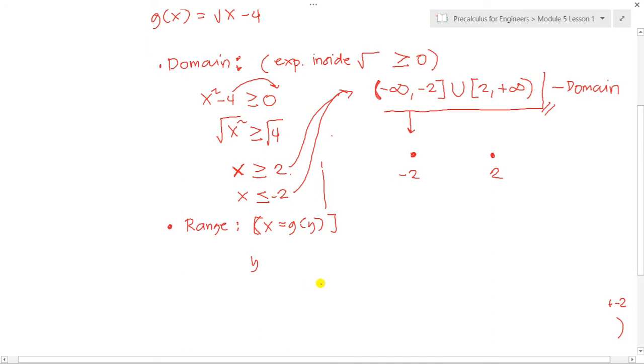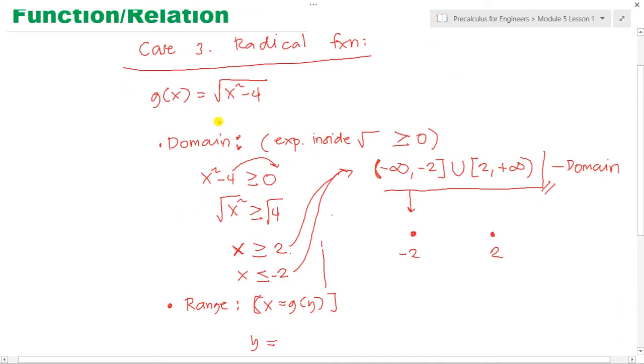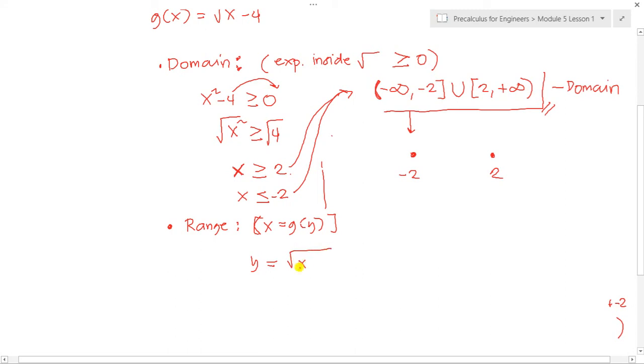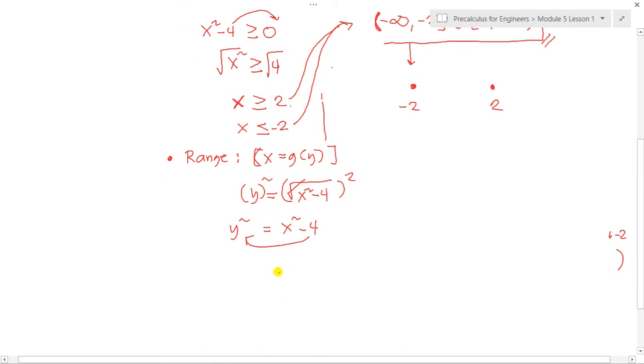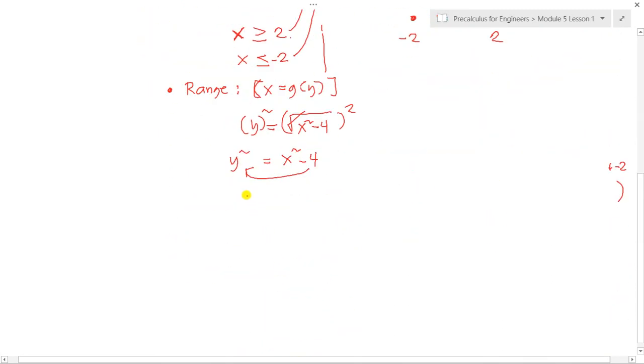So here our y is equal to g of x, which is square root of x squared minus 4. So here, para makuha nato si x in terms of y, so we square both sides. Square nato para matanggal yung radical symbol. So we now have y squared is equal to x squared minus 4. Then, transpose on the other side. So you now have x squared is equals to y squared plus 4. Square root both sides. So you now have x is equals to square root of y squared plus 4.